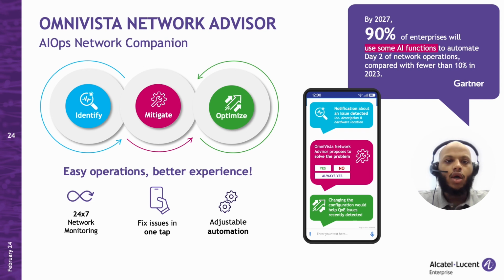We included, of course, an interesting prediction from Gartner saying that by 2027, almost all enterprises, or 90%, will use some AI functions to automate the running of their network and the management of their network operations. Today, it's only 10% that do it, but we will see a dramatic acceleration of the adoption of this technology, and we have a very interesting position in this area with Network Advisor.